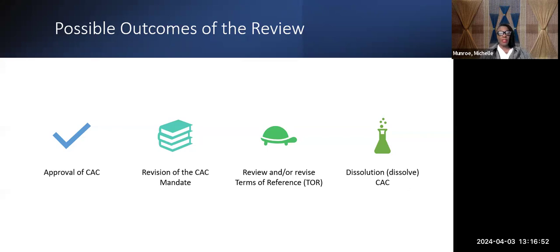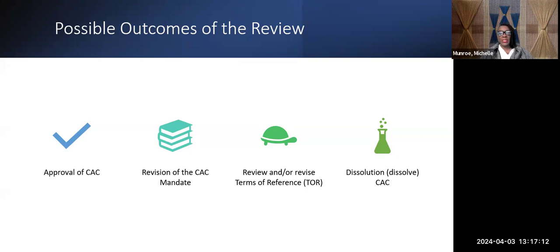The other possible outcome is review and or revise of the terms of reference. There may be elements in the terms of reference that the trustees may say, we really need to take a look at these key areas and we'd like to see this more emphasized in the terms of reference. So that will be redirected back to staff and redirected back to the CAC for review.